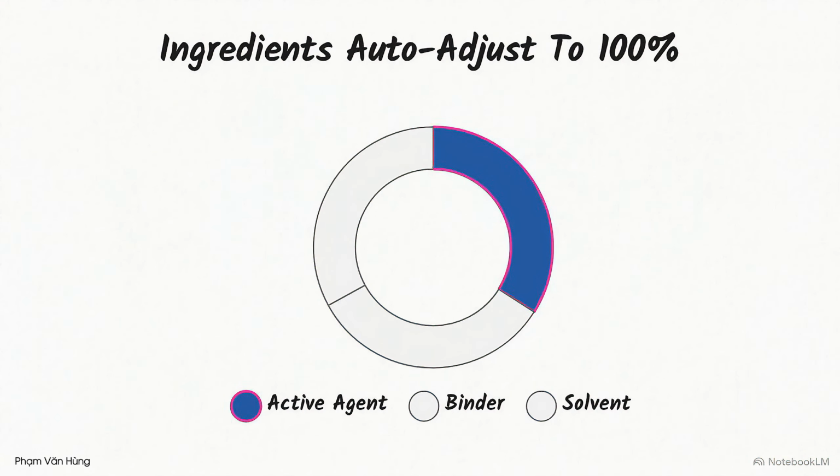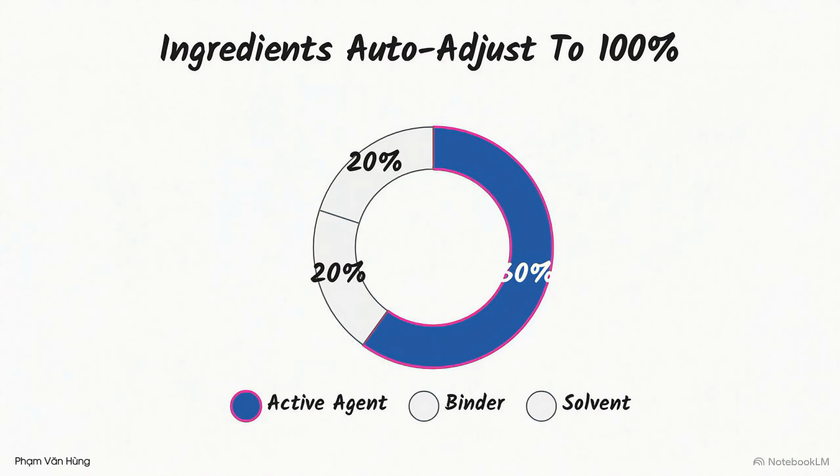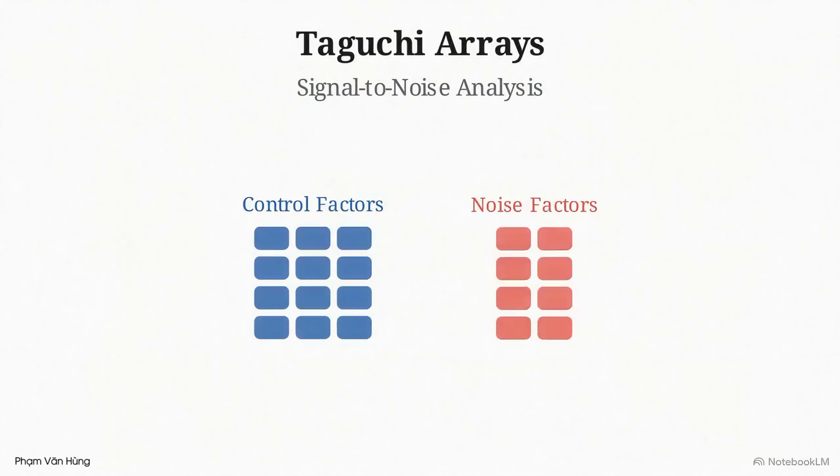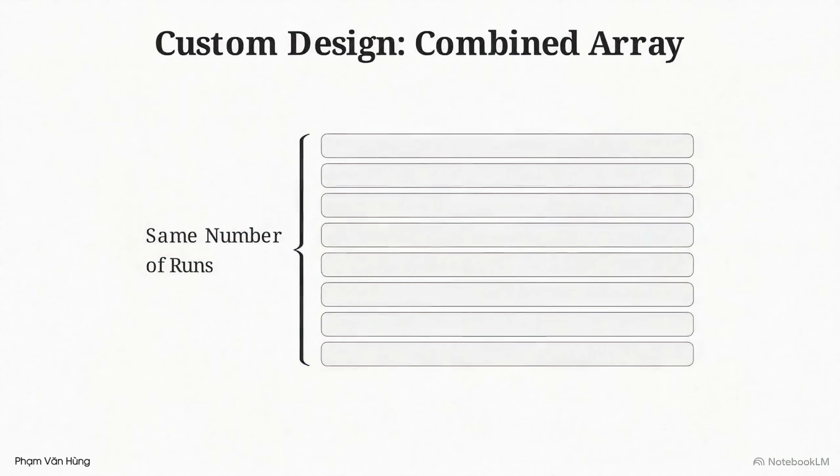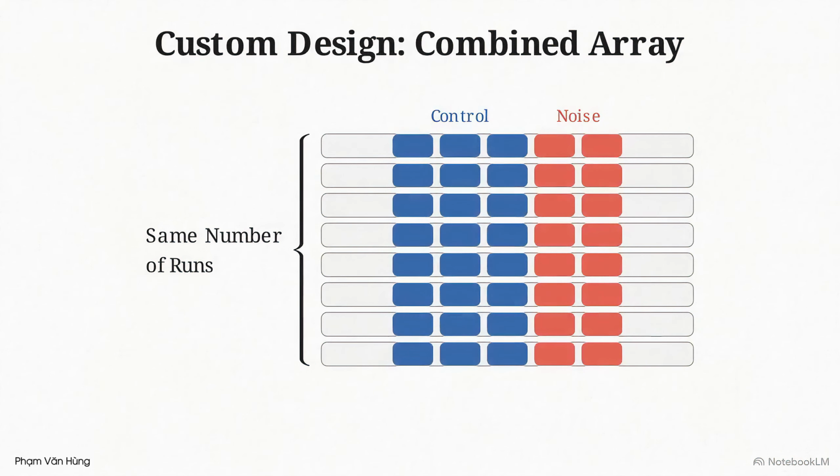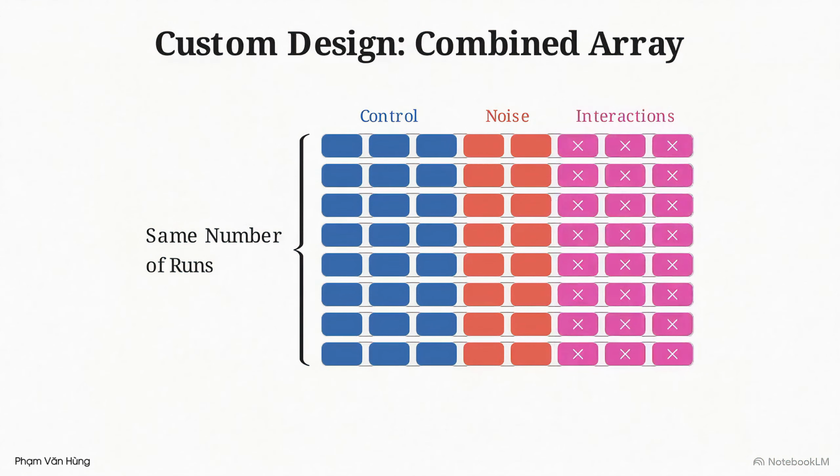Mixture designs are used for formulations where the ingredients must maintain a constant sum. When the proportion of one ingredient increases, the platform automatically adjusts the others to keep the total at 100%. While Taguchi arrays are available for signal-to-noise analysis, JMP also allows for combined arrays within the custom design platform. This approach integrates control and noise factors, which often provides more detail for the same number of runs.